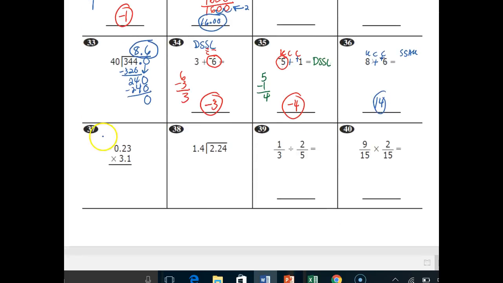All right, I've done a lot for you. Make sure that you're looking at the video for 37 through 40. I will do 39. Remember, if somebody gives me 1/3 divided by 2/5, you flip the second fraction and make it times 5 over 2. Now multiply straight across. 1 times 5, 3 times 2. 1 times 5 is 5, 3 times 2 is 6. 5 over 6. Watch video 1.4 for any other questions.